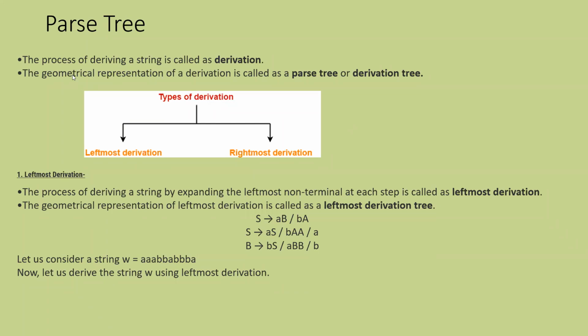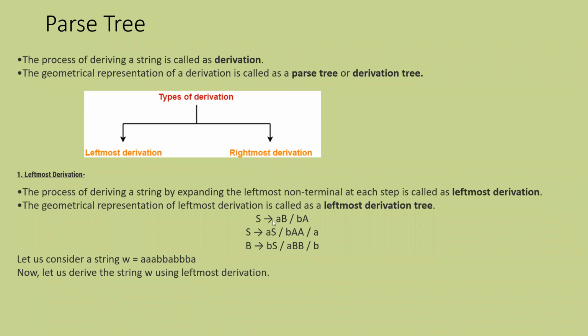So a parse tree is nothing but a process of string derivation. When you have an input string, you can derive that string with the help of a parse tree, and it is also called a derivation tree. There are two types of derivation. First is the leftmost derivation and another is the rightmost derivation. So here you can see this example. Here you have a production rule. This is the example of leftmost derivation.